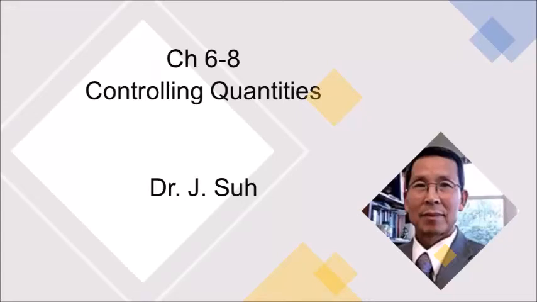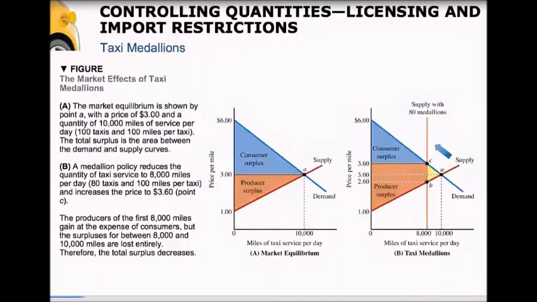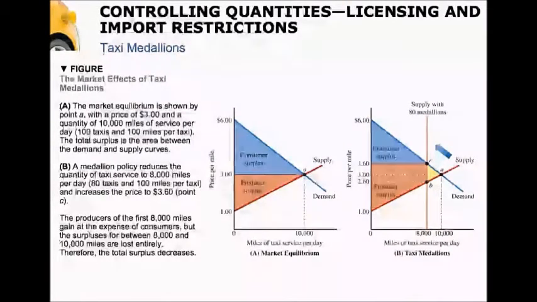Now let's look at a different type of market intervention, controlling quantities. And we see this both when we require licensing for the production of a good or service and import restrictions. A good example of licensing is taxi medallions. In many cities, in order to be able to operate a taxi cab, you have to have a license or a taxi medallion.